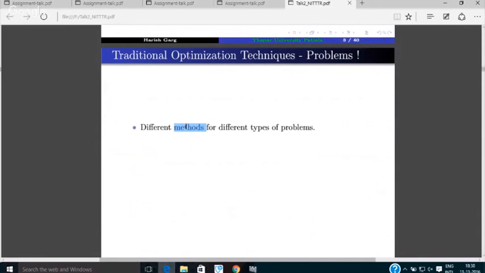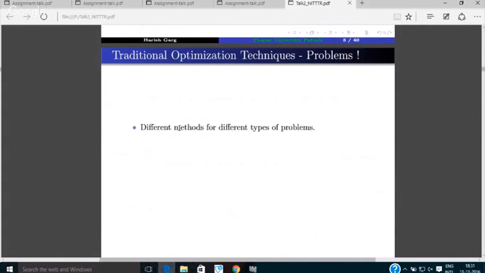So this is a basic challenge, because somebody may say I have good knowledge of optimization technique for linear programming problems. So if somebody says optimize x square, that's non-linear. You can't solve x square with the simplex method. So the person who has knowledge of the simplex method is not able to solve the function of x square and x cube and so on. So that's why I'm saying different methods for different types of problems. Okay, so those are the basic problems in our classical approaches.